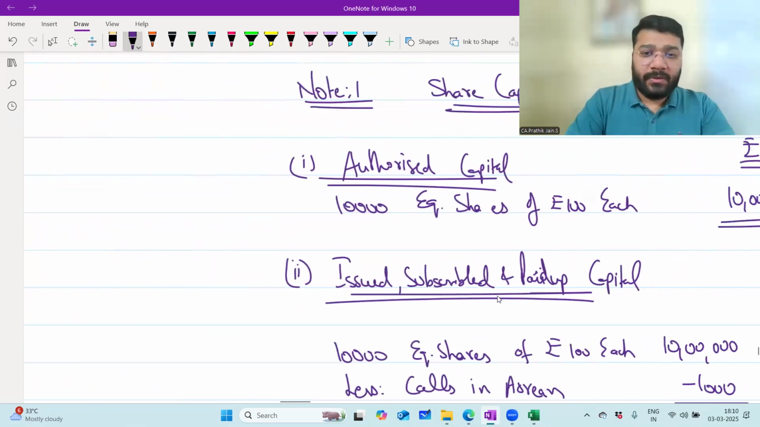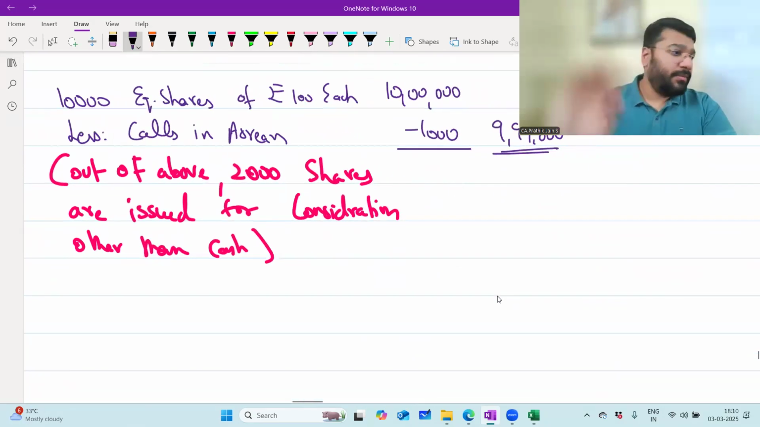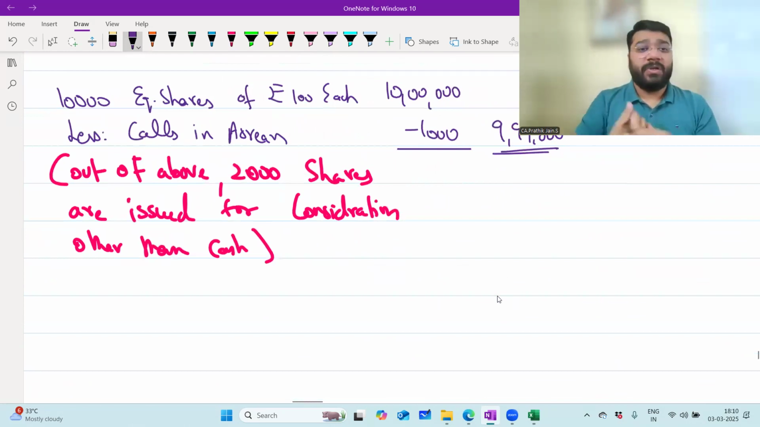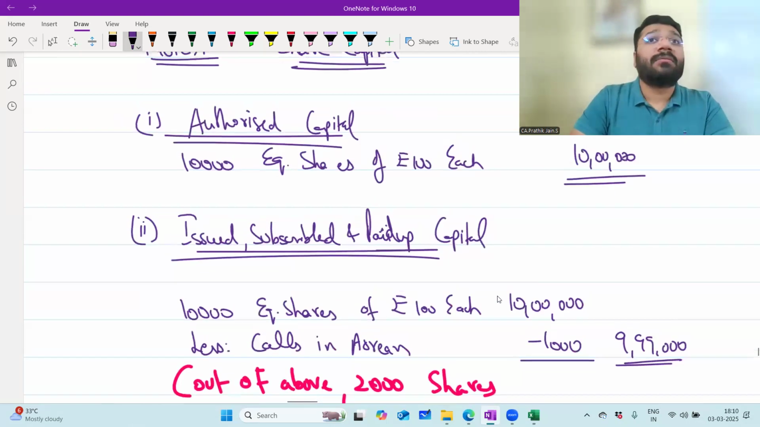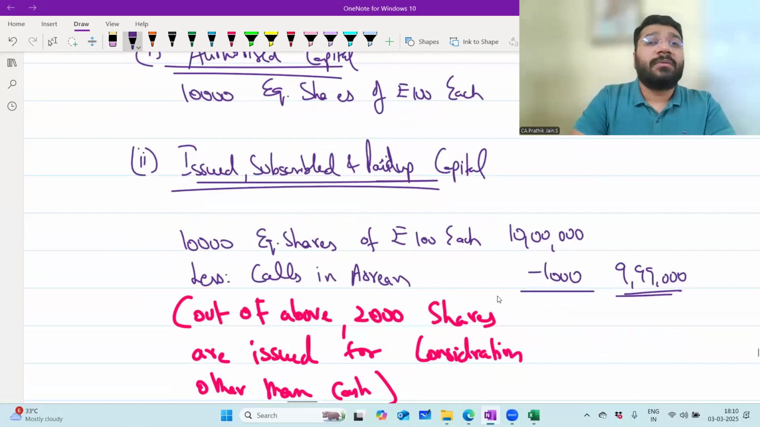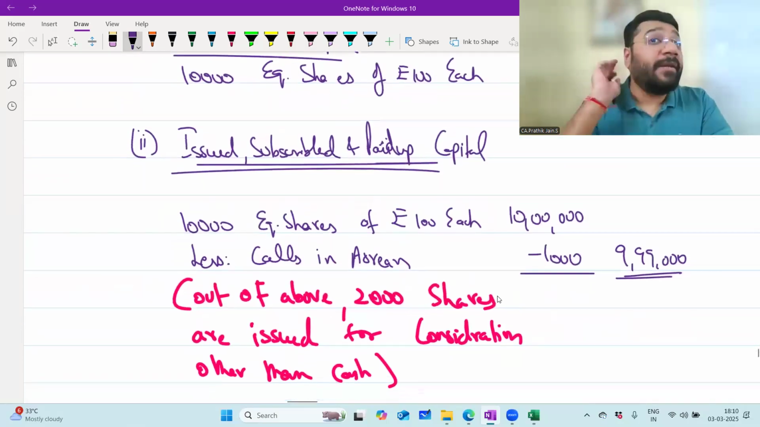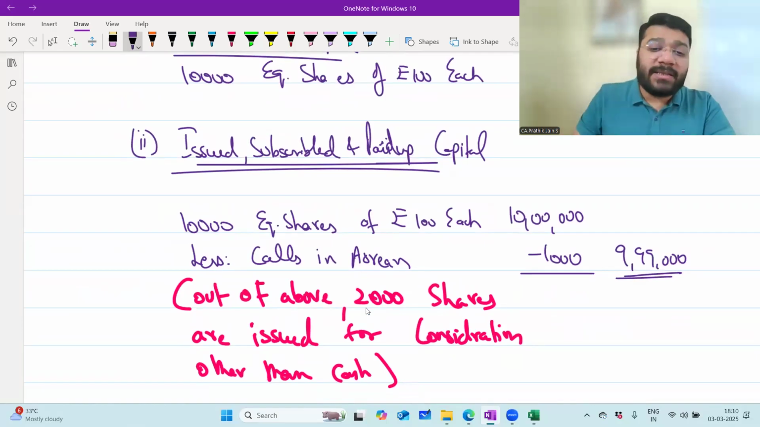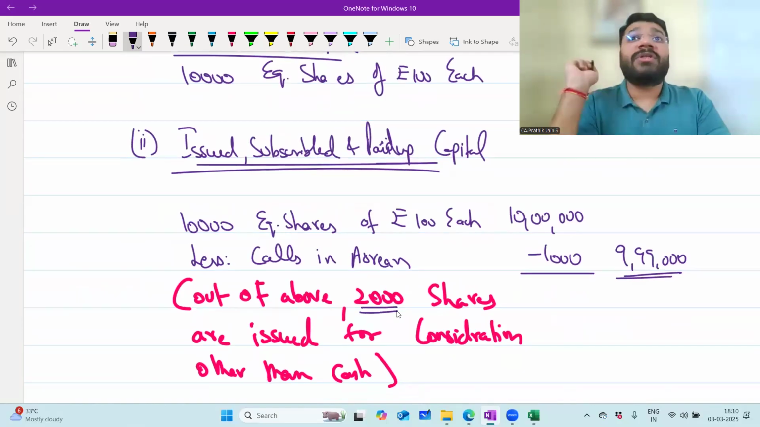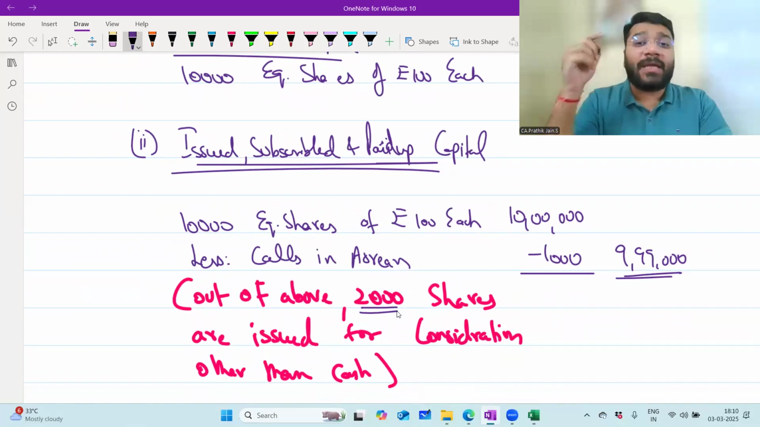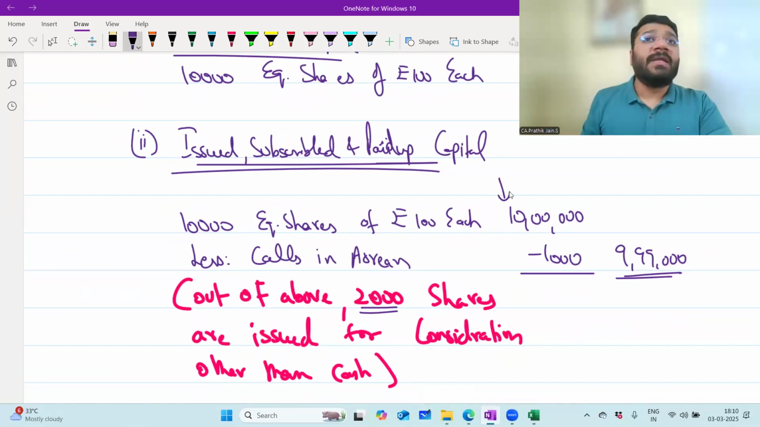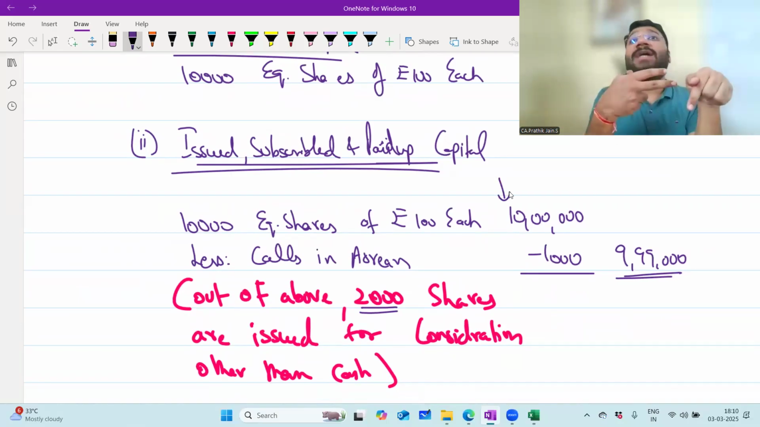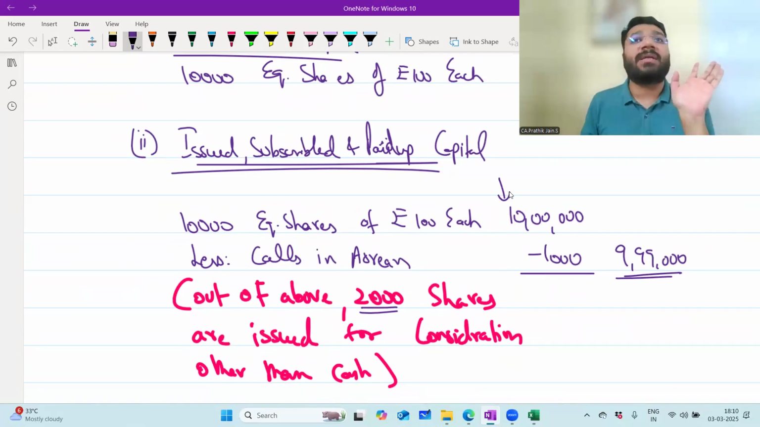Can we go to the next one? Note number 2. Amount is not required. Just a disclosure that out of the above, 2,000 shares are issued for consideration other than cash, because the amount part is already included in this 10,000. So a separate amount is not required to be disclosed. This description is more than sufficient.